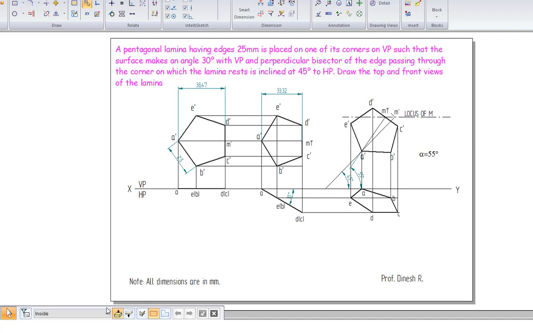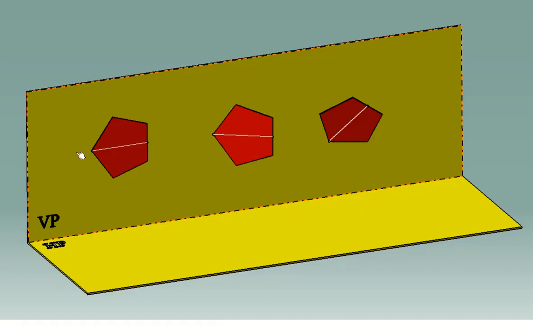Hello students, let's understand this problem with the aid of a 3D model. The question says a pentagonal lamina having edges of 25 mm is placed on one of its corners on VP such that the surface makes an angle of 30 degrees with VP. So here we are going to keep this pentagonal lamina on VP, resting on one of its corners. The corner I am going to keep on the left side.